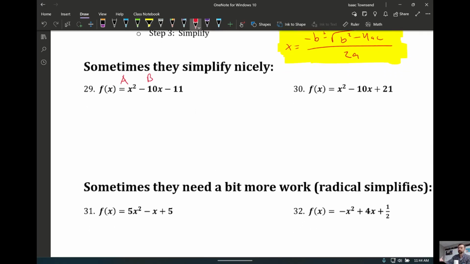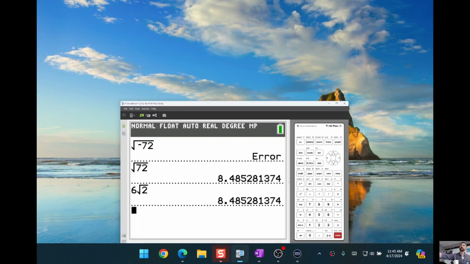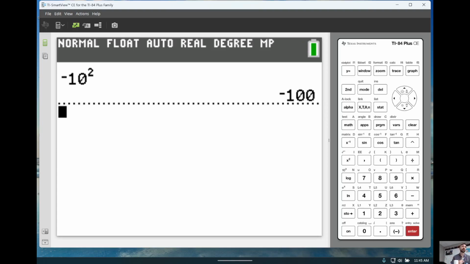I can see that A is 1, B is negative 10, and C is 11. So I'm going to just plug those in as the quadratic formula says. Take the opposite of B plus or minus the square root of B squared. Now, if you're going to put B squared in your calculator, you better put it in parentheses. If you do this, this is a very common error that you guys do. If you're not sure what negative 10 squared is and you do that, that's not what quadratic formula says.